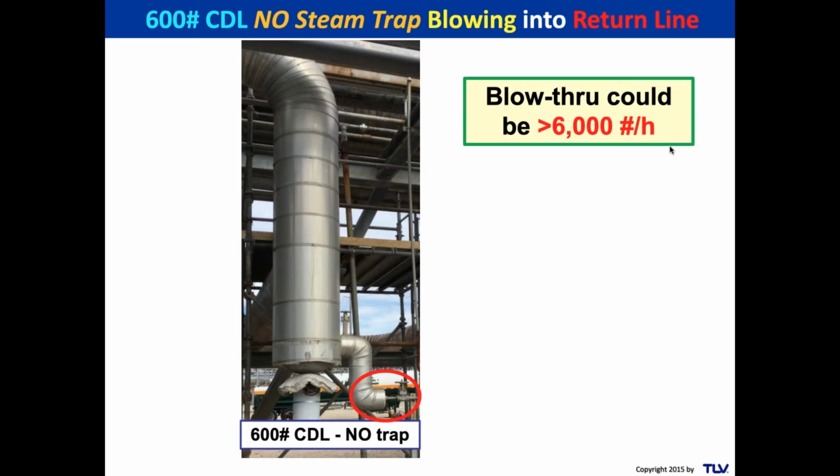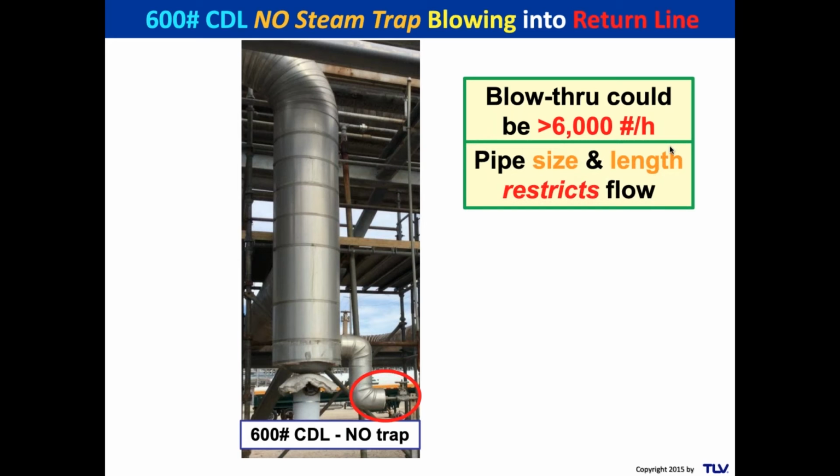The blow through of this item at 600 psi, 42 bar, 4.2 megapascal could be 6,000 pounds an hour. Now, the pipe size and length actually restricts the flow. If you do a rough calculation of that pipe, if it's a short distance, it can be over 10,000 pounds an hour. But being conservative, we're going to say the size and length of the pipe is going to restrict the flow like a muffler, let's say.